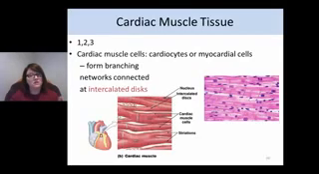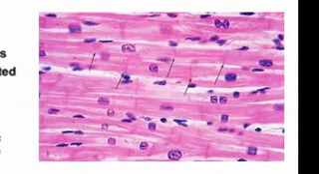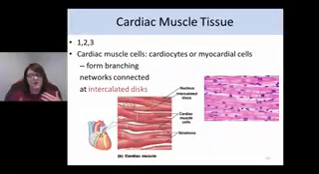And the intercalated discs can often be seen on histological slides, as denoted by the black arrows here. You can see the darker staining bands are the intercalated discs. It's kind of hard to tell, but cardiac muscle cells have a single nucleus per cell. And this tissue is involuntary. Try as you might, you cannot consciously control the contractions of your cardiac muscle tissue. Yeah, you can make yourself get really mad and make your heart rate go up, but that's not the same thing.